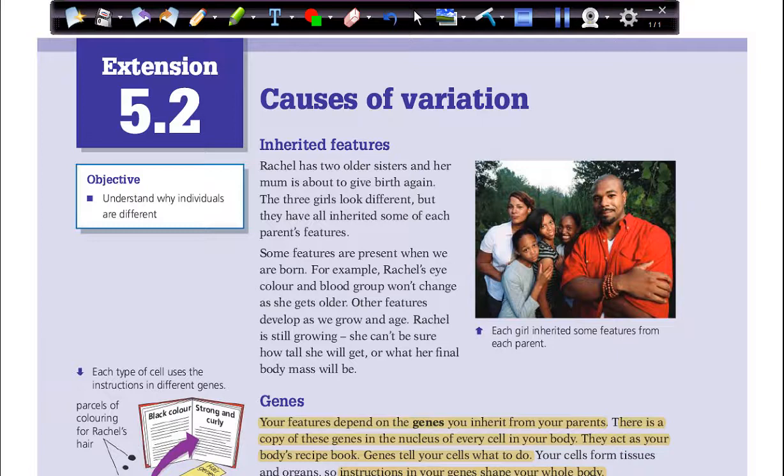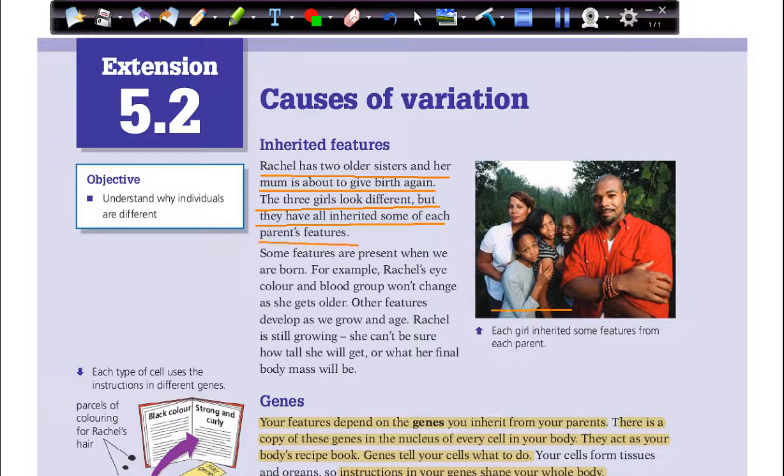Inherited features. What's the meaning of inherited features? We all have features that we took from our father and mother. This is inherited. That's something we took from our parents or grandparents or our ancestors. So these inherited features came from the father and mother. Rachel has two older sisters and her mom is about to give birth again. The three girls look different, but they all have inherited some of each parent's features.